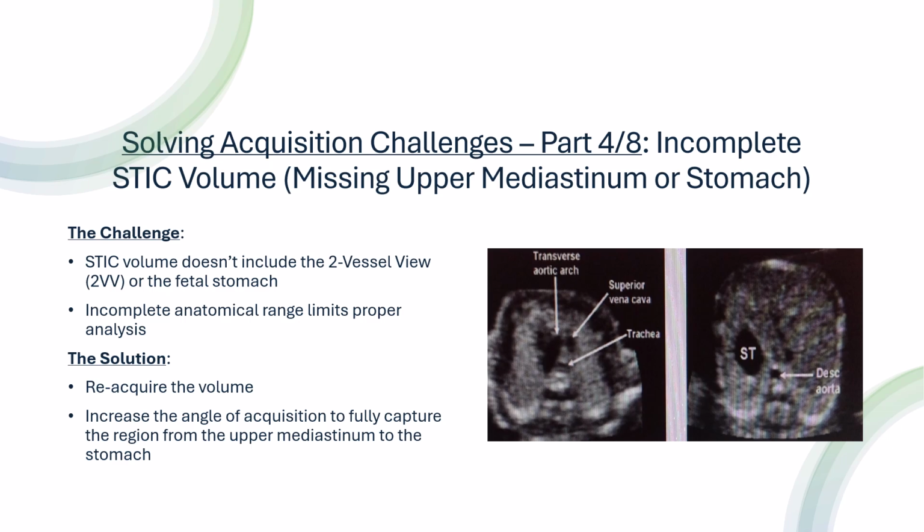When the volume fails to include the 2-vessel view or the stomach, this incomplete anatomical coverage significantly limits the accuracy and usefulness of the analysis. To correct this, simply acquire the volume again, this time increasing the angle of acquisition, ensuring you're capturing the entire region from the upper mediastinum all the way to the stomach. A wider sweep provides the full anatomical range required for reliable reconstruction and diagnosis.